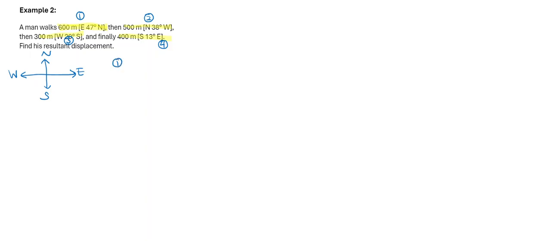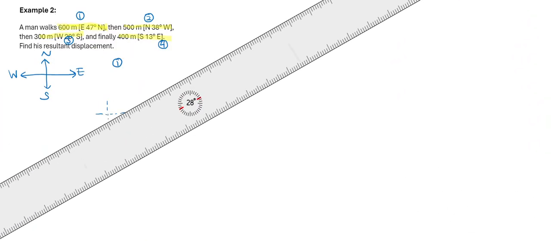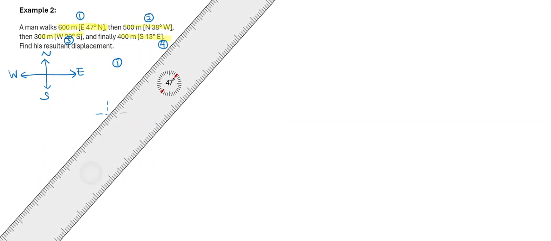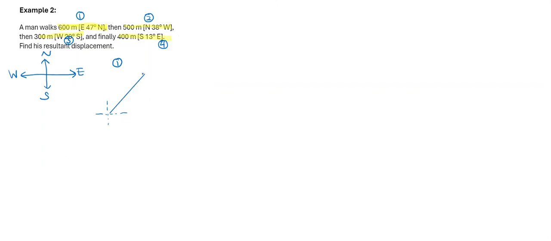Okay, so starting with the first one, we're going 600 meters east 47 degrees north. So setting up our plane like this, I'm going to use the ruler and set this to 47 degrees. That looks good. So let's draw. And this is going to be 600 meters. And then once again, our angle, we start from the east and then move north. So it's going to look like that.